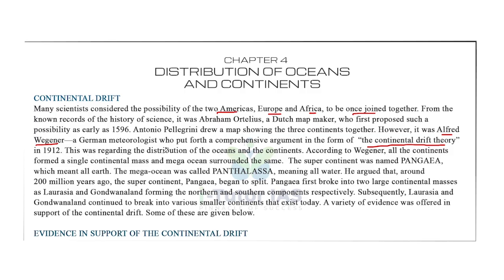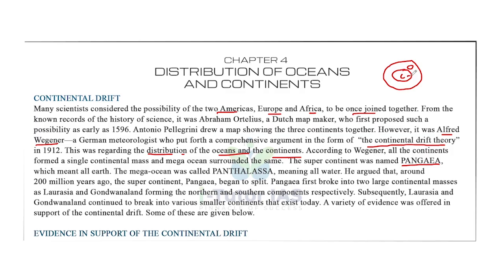This was regarding the distribution of the oceans and the continents. So what is the continental drift theory? According to Wegener, all the continents formed a single continental mass, and mega oceans around the same. So he considered all the continents as a single continental mass, surrounded by a mega ocean, and the supercontinent was named Pangaea.